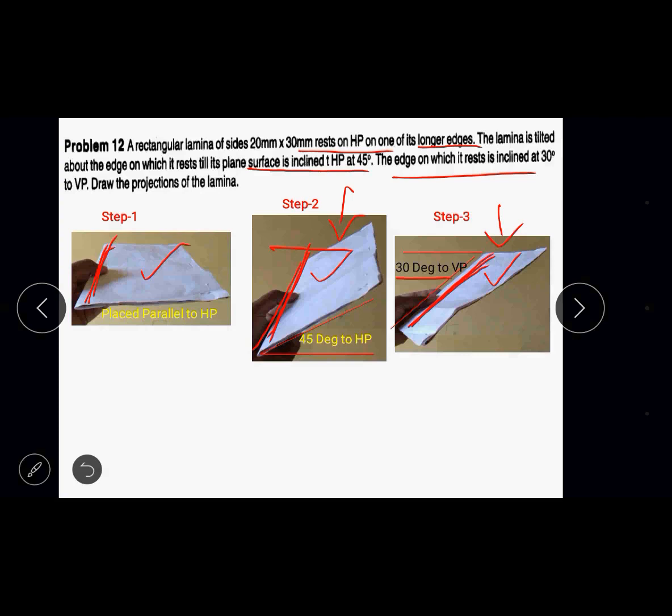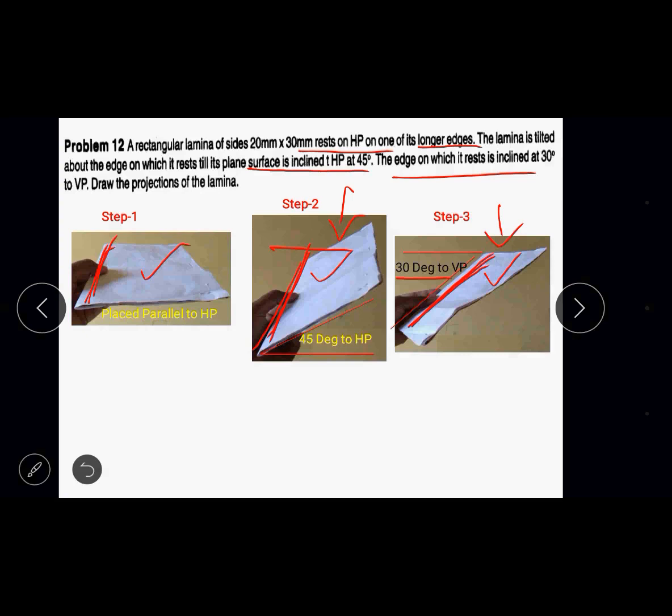That is the reason the top view in the second step is an irregular lamina because of the HP angle, and the top view and the front view in the third figure will both be irregular laminas because of both the HP angle and the VP angle. In the third step, both the angles are covered, the HP angle and the VP angle. Since both angles are covered in the third figure, the corresponding views, the top view and the front view, will be an irregular shaped rectangle.